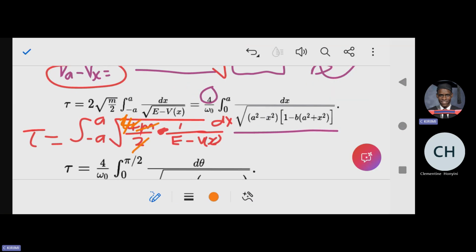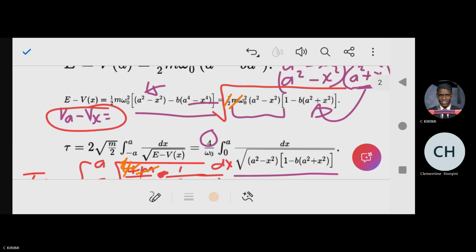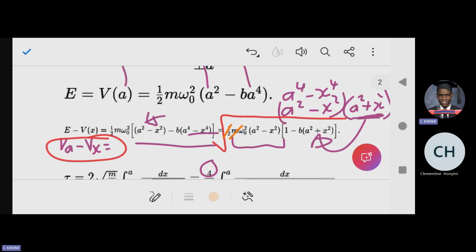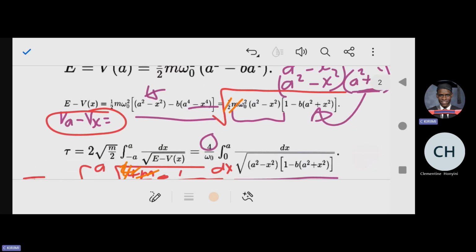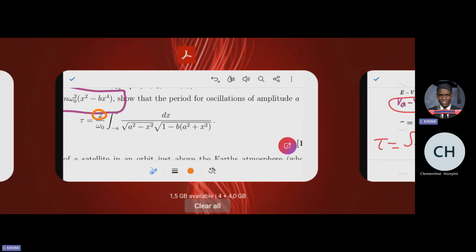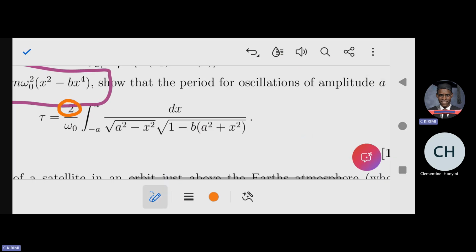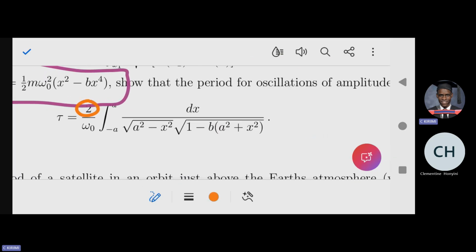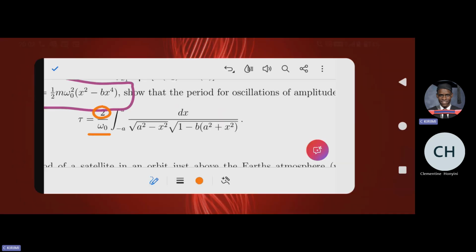Then what's left is for you to see omega squared is under the denominator. And what is the square root of omega squared? It's omega naught. The square root of omega naught squared is just omega naught. This omega naught, which is under the square root, is now outside the integral because it's a constant. Because when it was inside, it was omega squared.